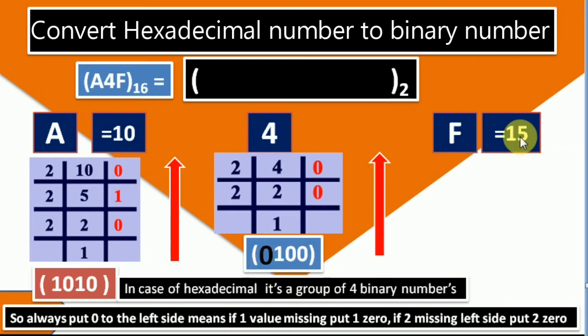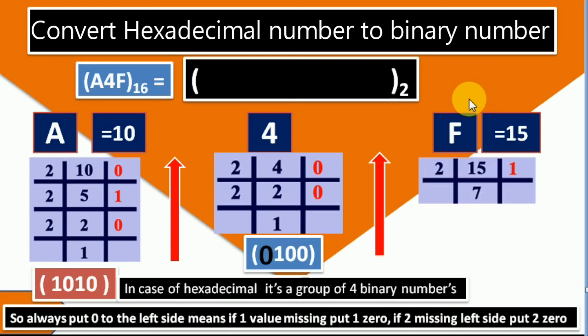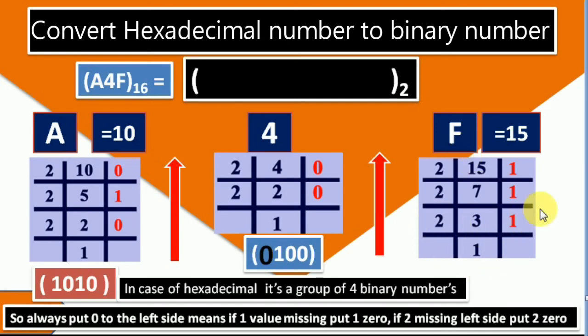Now what is left? 15. Dividing by 2, 1 is left. Again 1 is left. Again 1 is left. So what is the binary of this number 15? 1 1 1 1.